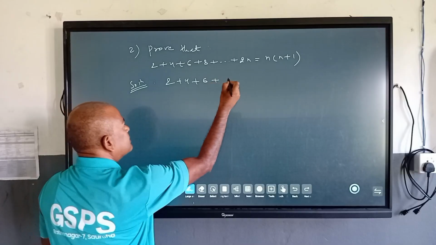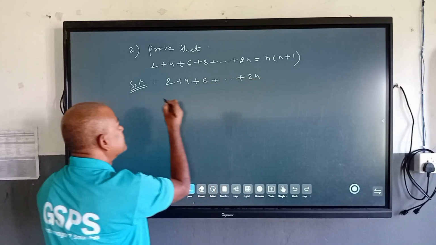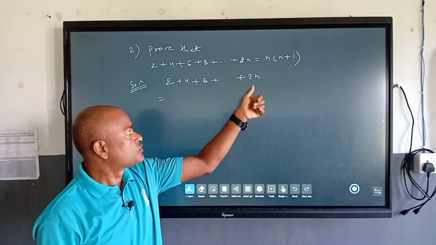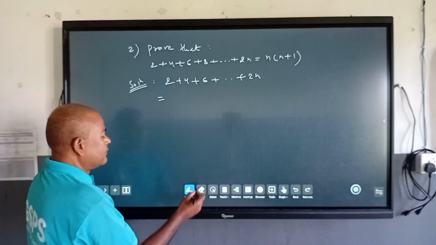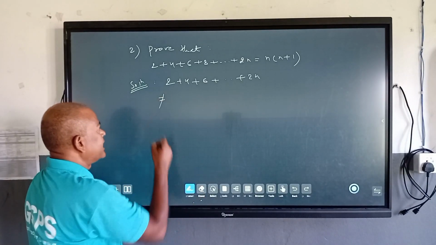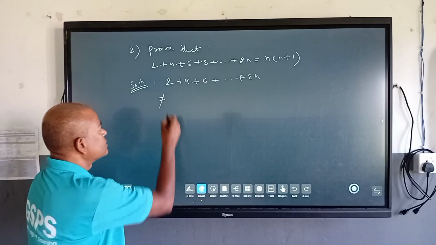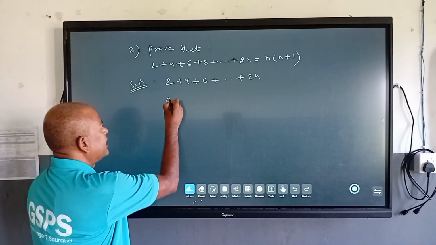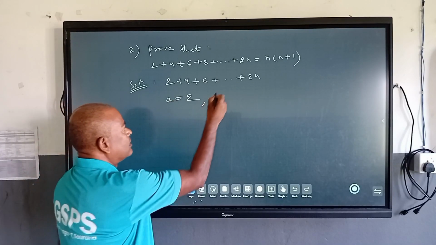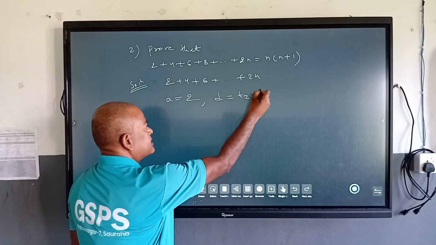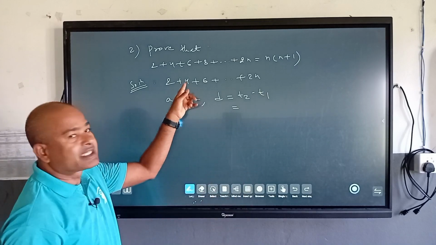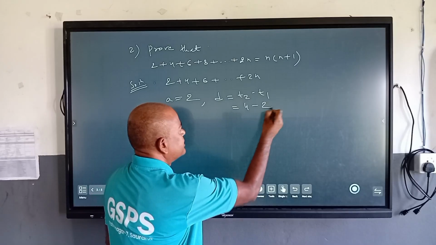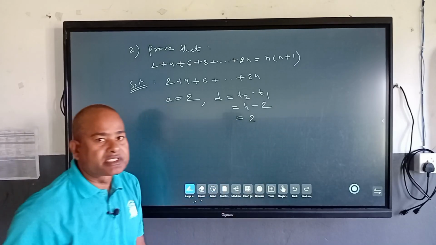Dear students, the given series is 2 plus 4 plus 6 plus ... plus 2n. This is also an arithmetic series. The first term is a equals 2, and the common difference is t2 minus t1. T2 means the second term, which is 4, and t1 means the first term, which is 2. So 4 minus 2 equals 2.